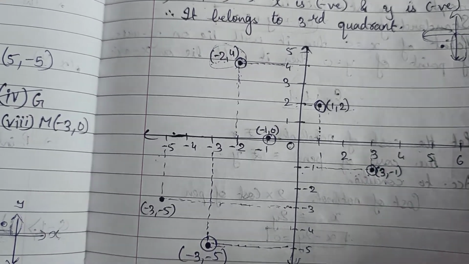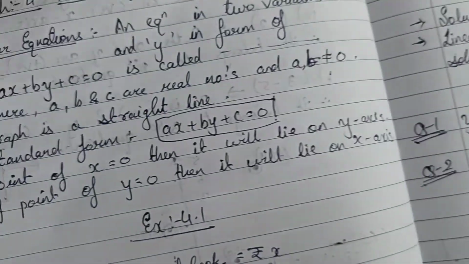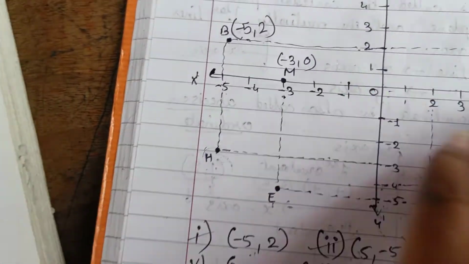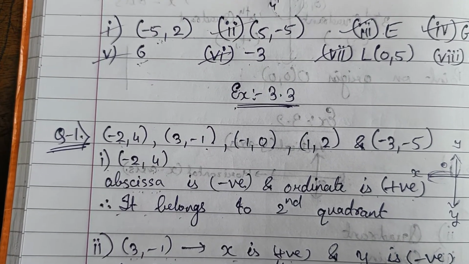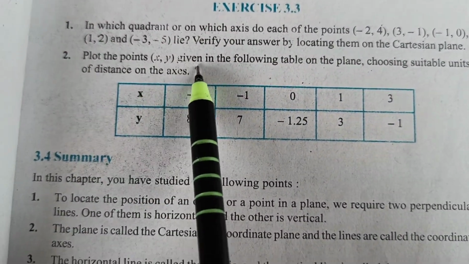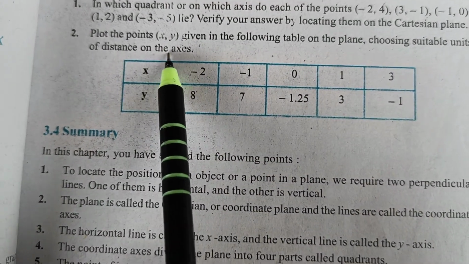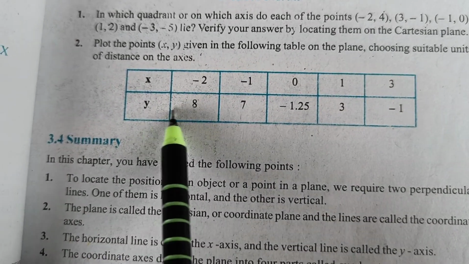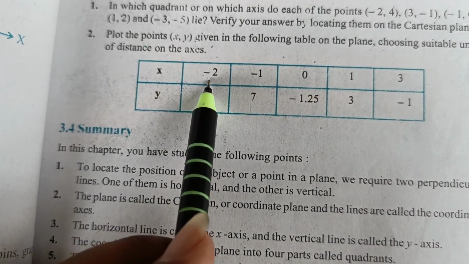Now next is question number 2 of your exercise 3.3. Question number 2, what does it say? Plot the points x comma y given in the following table on the plane, choosing suitable units of distance on the axis. Now see, these are your points for x and these are your points for y, and this is your homework. This is minus 2.